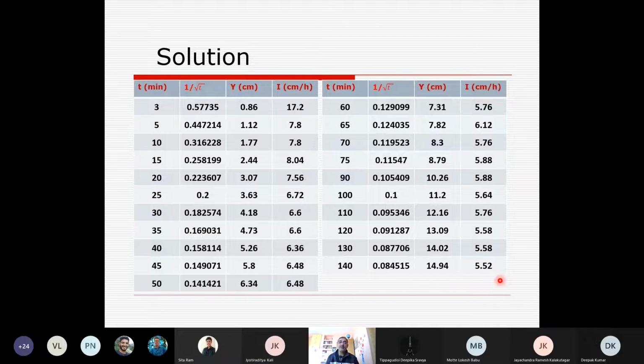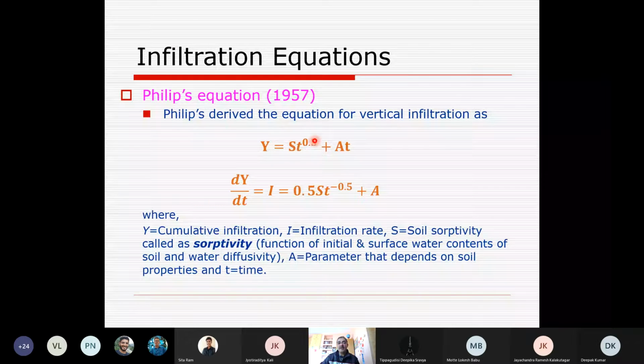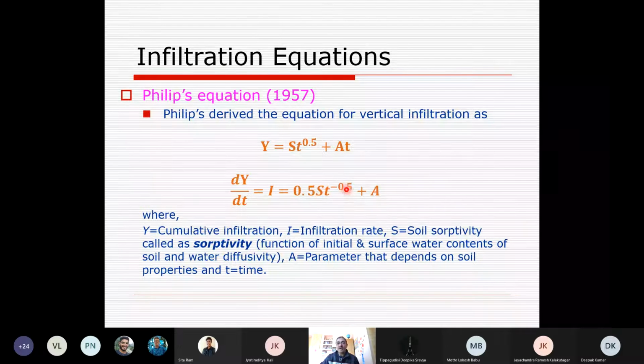Now we are fitting all the parameters, trying to get parameters to fit this same idea when we do not have observations. And this Phillips equation, if you recall, is a relationship with sorptivity and time, root T. Let me show you once again here. Cumulative infiltration Y is related with sorptivity S and T to the power 0.5 plus A T. So infiltration rate I is related simply as 0.5 S T to the power minus 0.5, or 1 by root T. T to the power minus 0.5 means what? 1 by root of T, plus A.